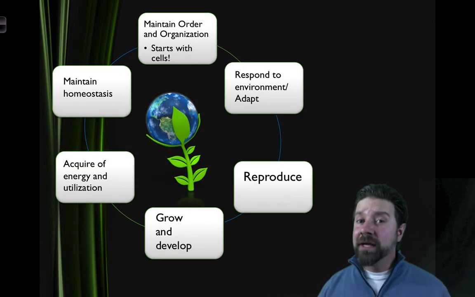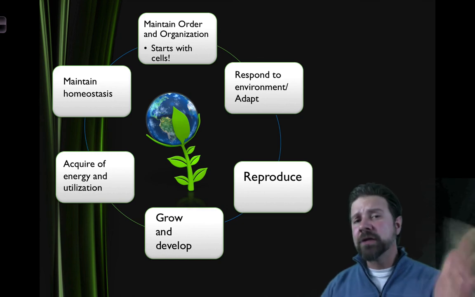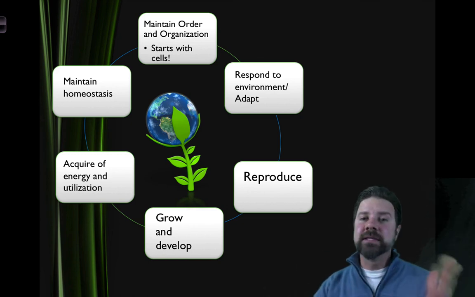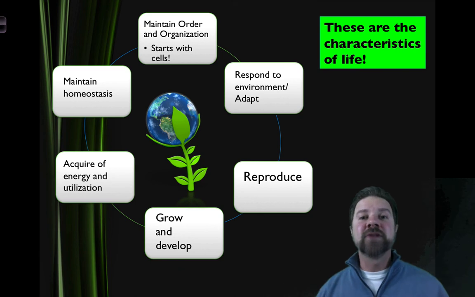Now, for something to be considered an organism, for something to be considered alive, it must possess these 6 characteristics. These are the characteristics of life. Now, we still have a lot of biology to learn, but this is a good starting point.